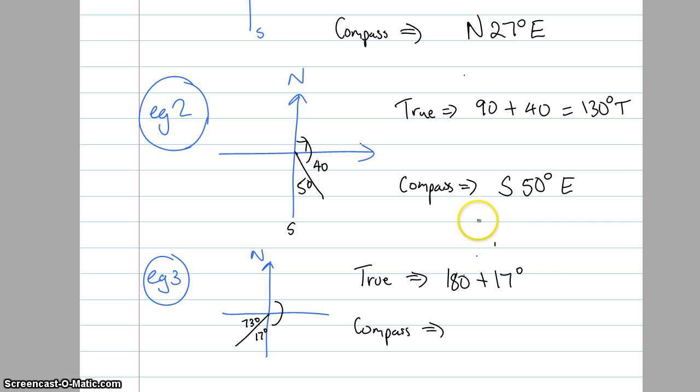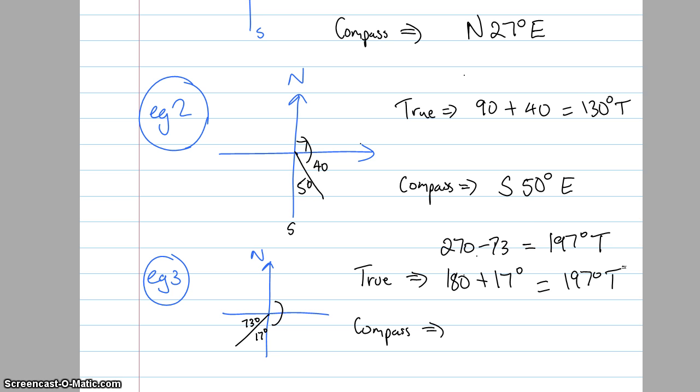Or another way I could have done this is go all the way around to 270, which is all the way around to there, and then minus 73, because 270 minus 73 gives me the exact same answer both times, which is 197 degrees. So 197 degrees true. Either way, it doesn't matter as long as you get 197 degrees true. That's the final answer.